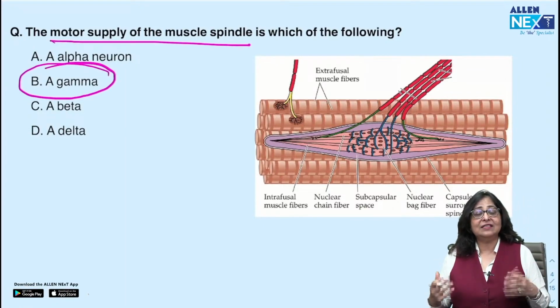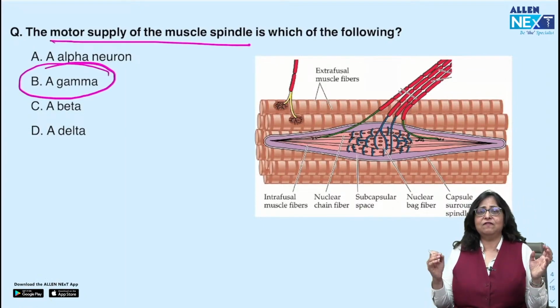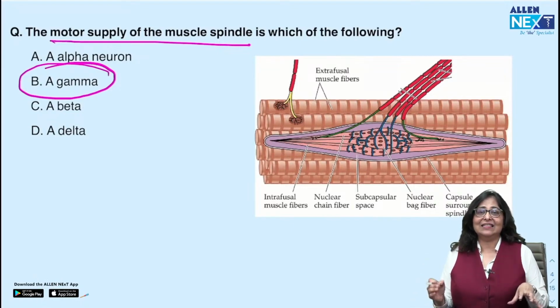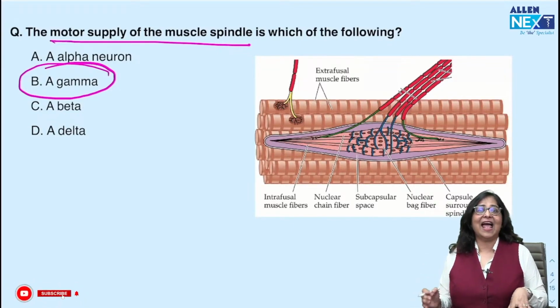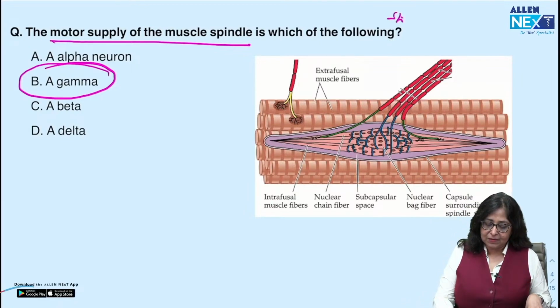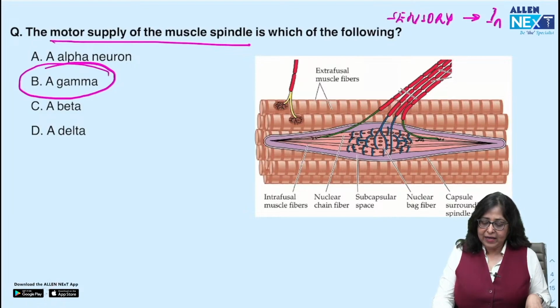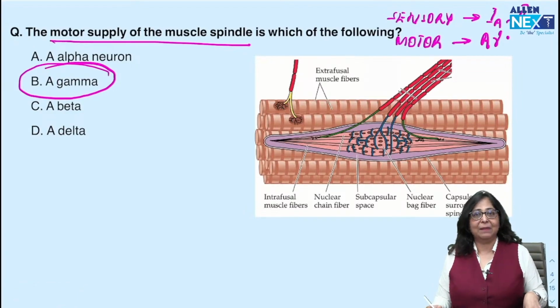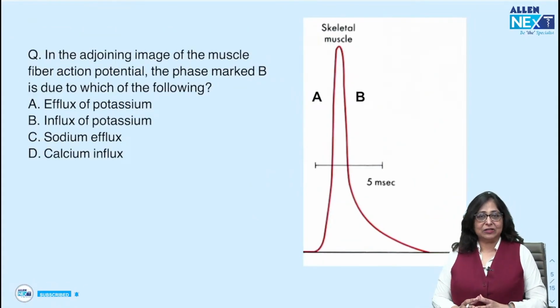And I keep telling you this as well, that muscle spindle is a very unique receptor, that it has sensory fibers and it has motor fibers. The sensory fibers from the muscle spindle are 1A and 2, and the motor supply to the muscle spindle is A gamma. Okay, so let's go on to the next question.